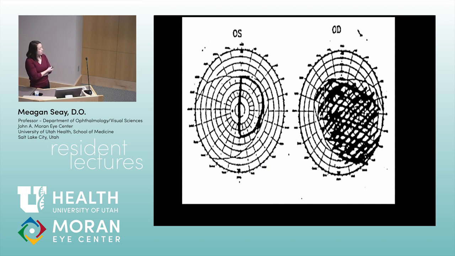How about this one? Central field defect, and it could be moderate. Right, central field defect? Okay. There's a left hemifield and a right. Yeah, the right's pretty much not much vision there.